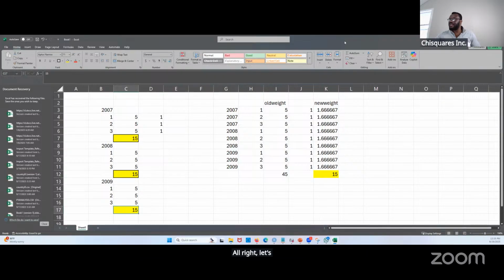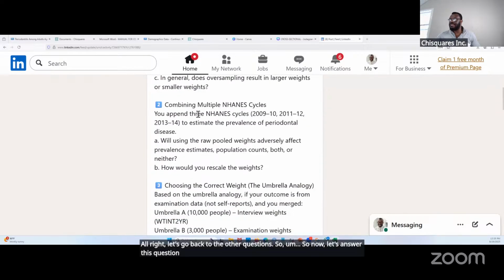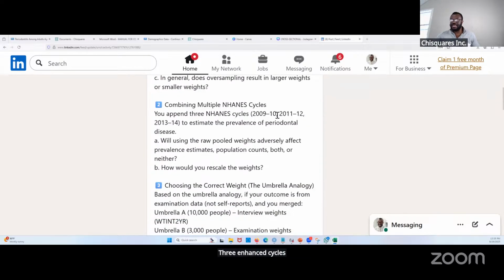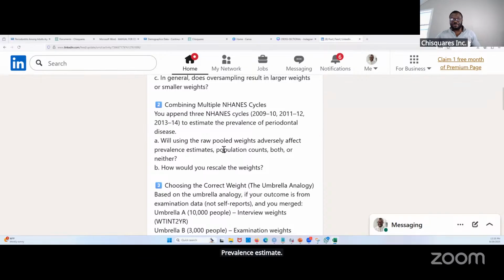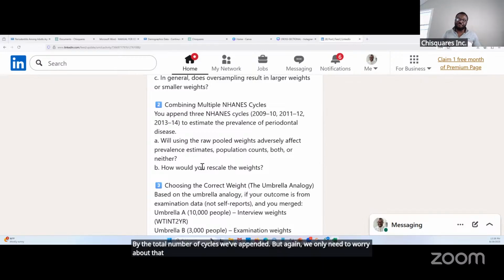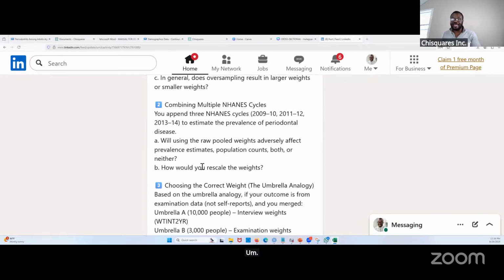All right. Let's go back to the other questions. So now let's answer this question again. You append 3 NHANES cycles, 2009, 2011, and 2013. Will using the raw pooled estimates adversely affect prevalence estimates? No, it will not affect prevalence estimate. Will it affect the population count? Absolutely, yes, it would, right? And so we can rescale the weight by dividing the old weight variable by the total number of cycles we've appended. But again, we only need to worry about that if we are planning to generate weighted counts. If we're not planning to do that, then we don't have to do anything.